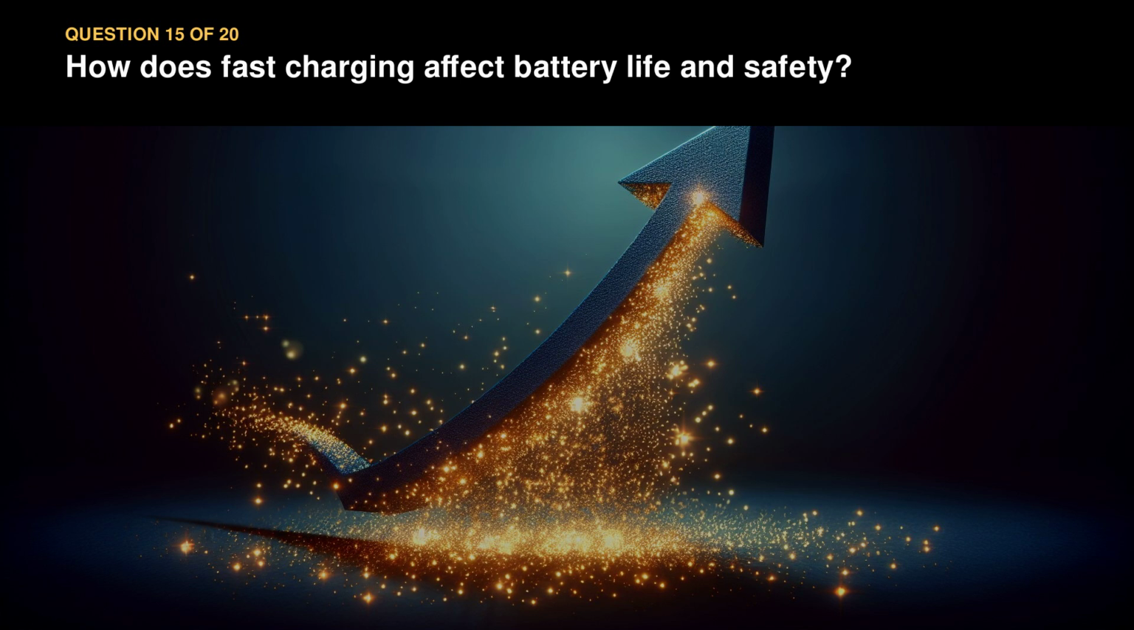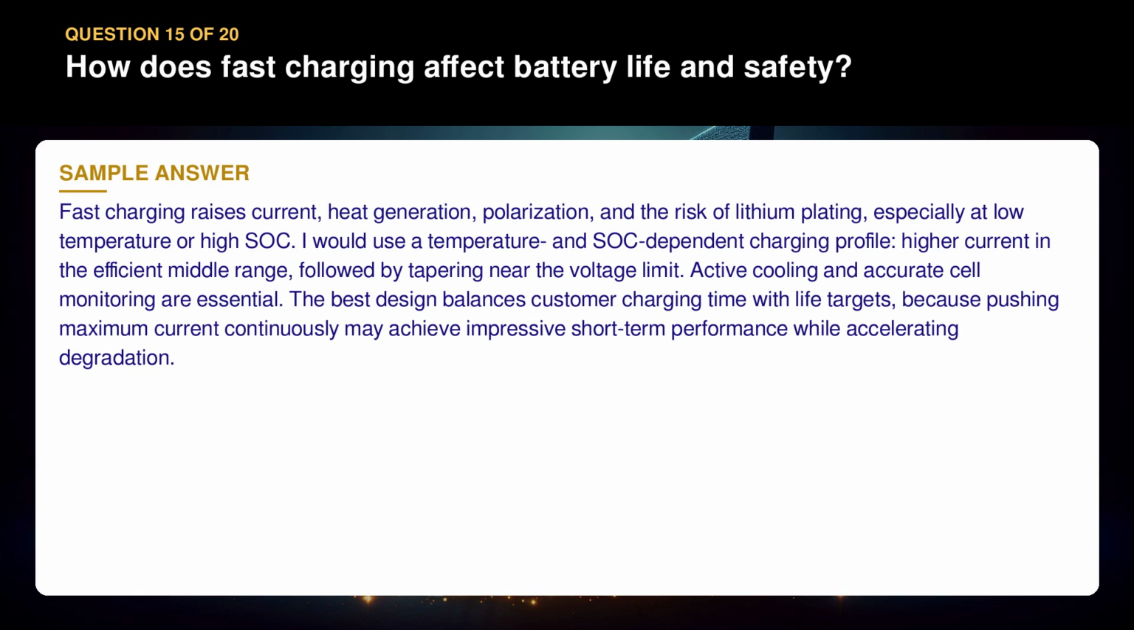Question 15. How does fast charging affect battery life and safety? Fast charging raises current, heat generation, polarization, and the risk of lithium plating, especially at low temperature or high SOC. I would use a temperature and SOC-dependent charging profile, higher current in the efficient middle range, followed by tapering near the voltage limit. Active cooling and accurate cell monitoring are essential.